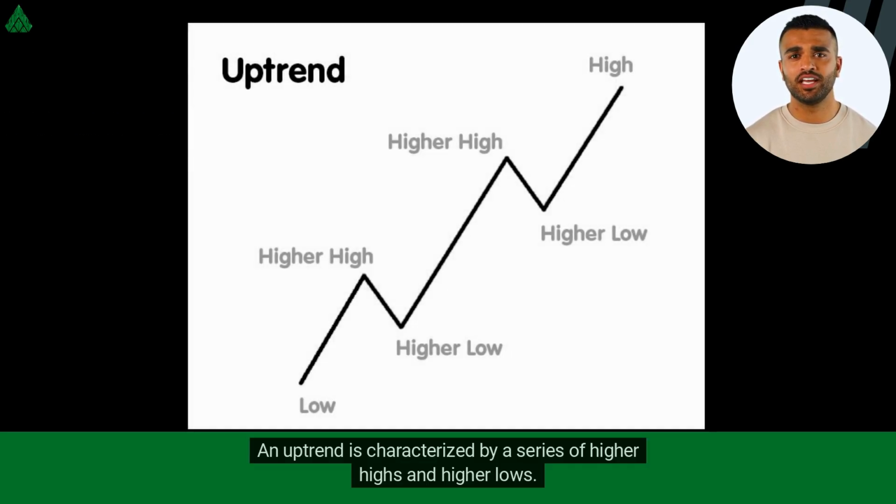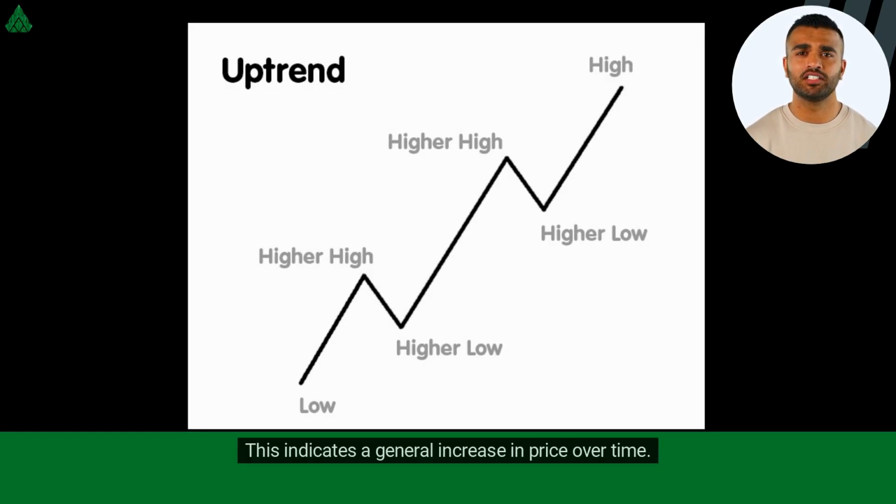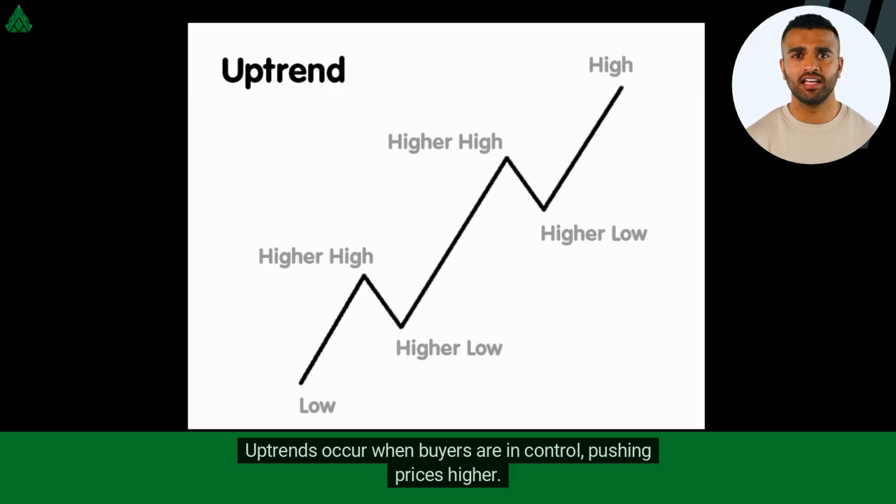An uptrend is characterized by a series of higher highs and higher lows. This indicates a general increase in price over time. Uptrends occur when buyers are in control, pushing prices higher. During this time, not opening short or sell orders is suggested.